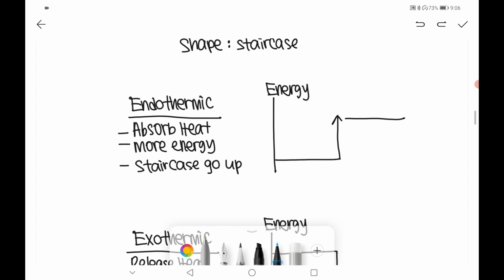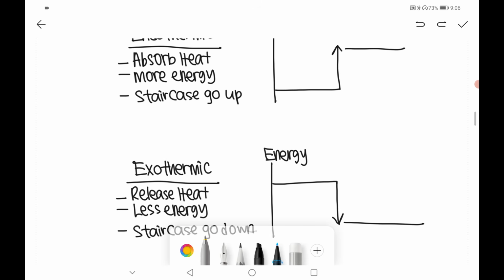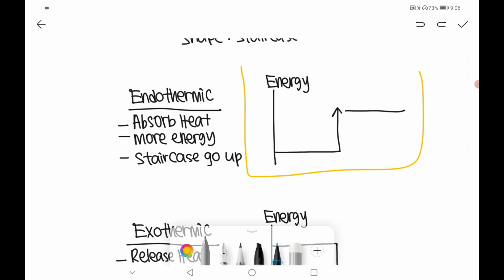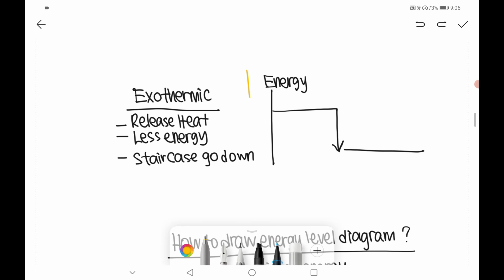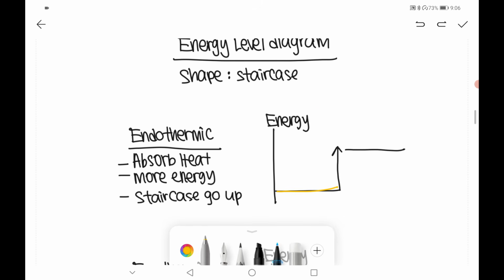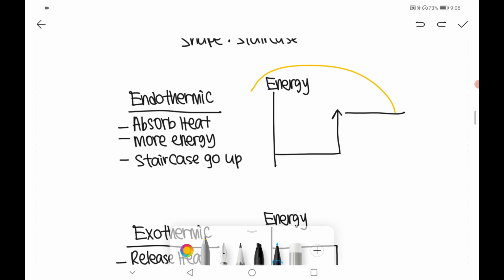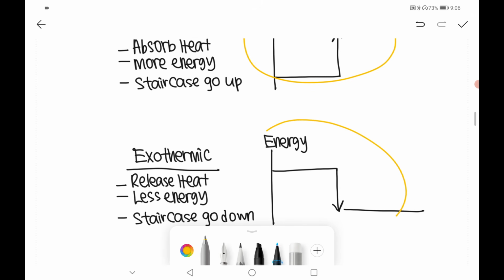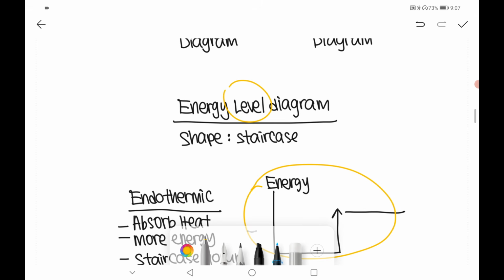Now look at this. When you see a ladder like this, it is an energy level diagram. One level to another level. That's it. For now, I just want you to know a simple idea. When you look at these two pictures, you know that they are energy level diagrams.